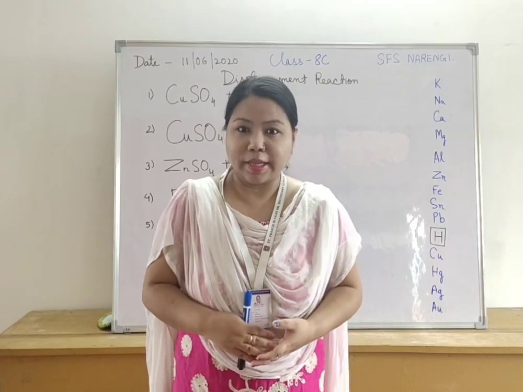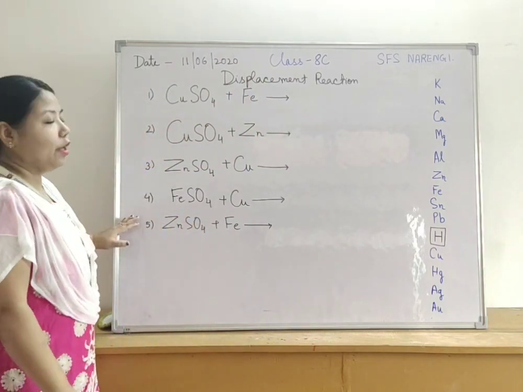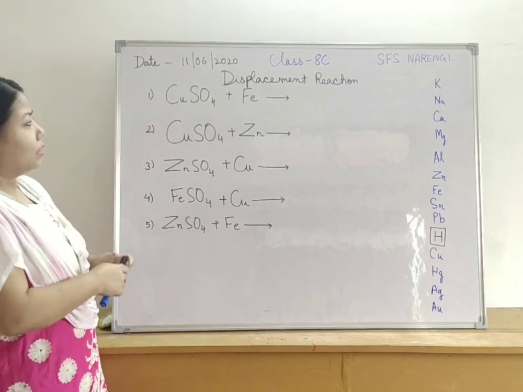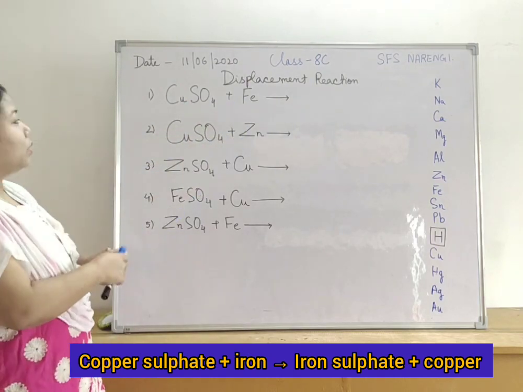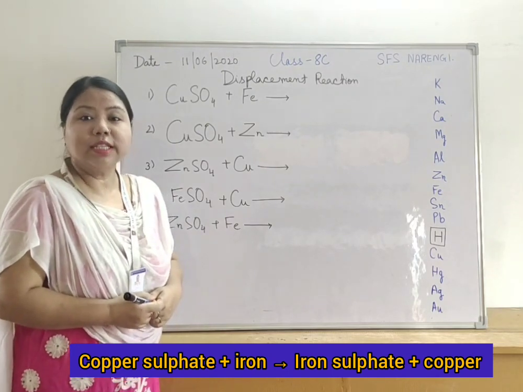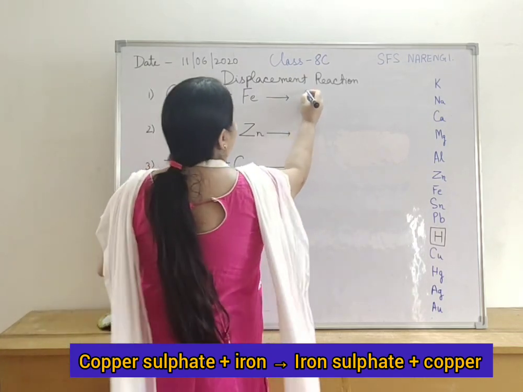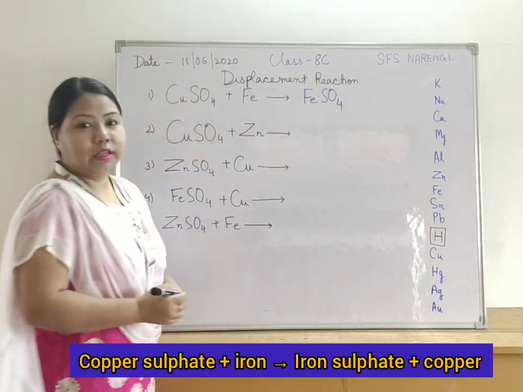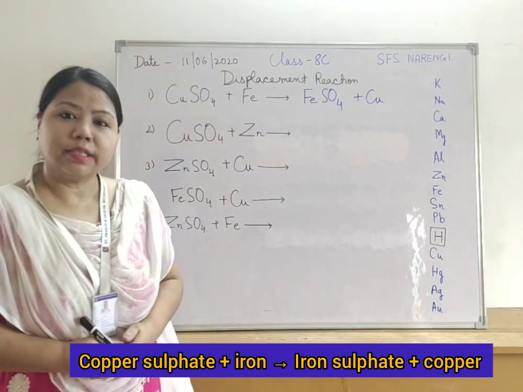Let us take some examples. On the board I have written 5 equations. In the first case, copper sulfate plus iron. When copper sulfate reacts with iron, what is the product produced? Iron sulfate and copper are produced.